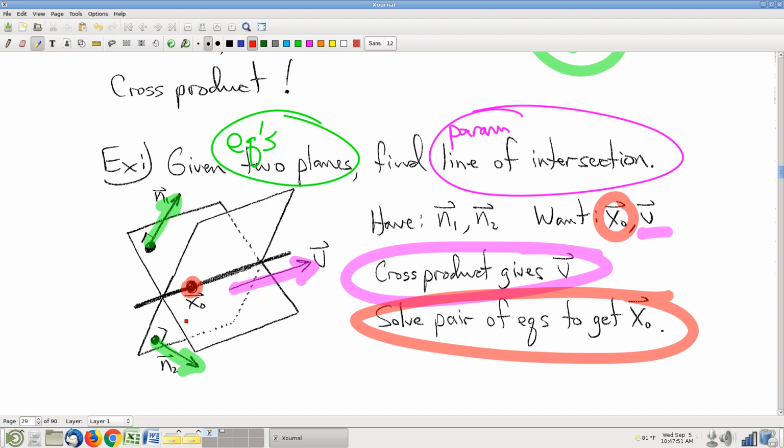Is V the cross product of N1 and N2? Yes, I can choose V to be the cross product of N1 and N2. Of course, keep in mind, as we discussed, there are lots of different vectors. This could be any vector parallel to that line. All I need is to find any one of them, and I'm going to choose the one that comes from the cross product because I can find it. And that makes it parallel to the line.